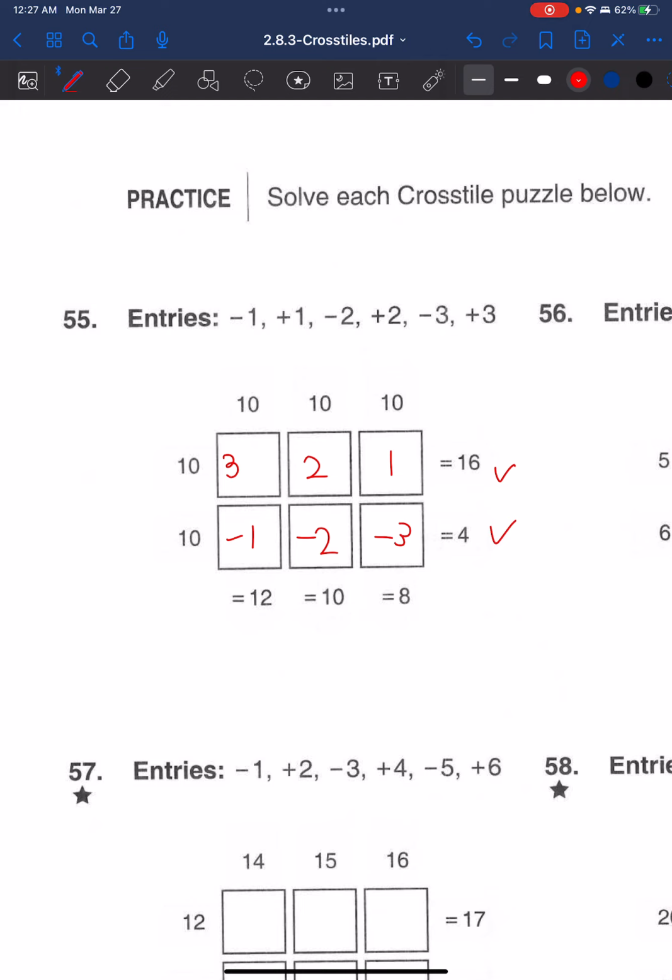Now let's check the columns. 3 plus negative 1 is 2, 10 plus 2 is 12. 2 plus negative 2 is 0, 10 plus 0 is 10. 1 plus negative 3 is negative 2, and so 10 minus 2 is 8.